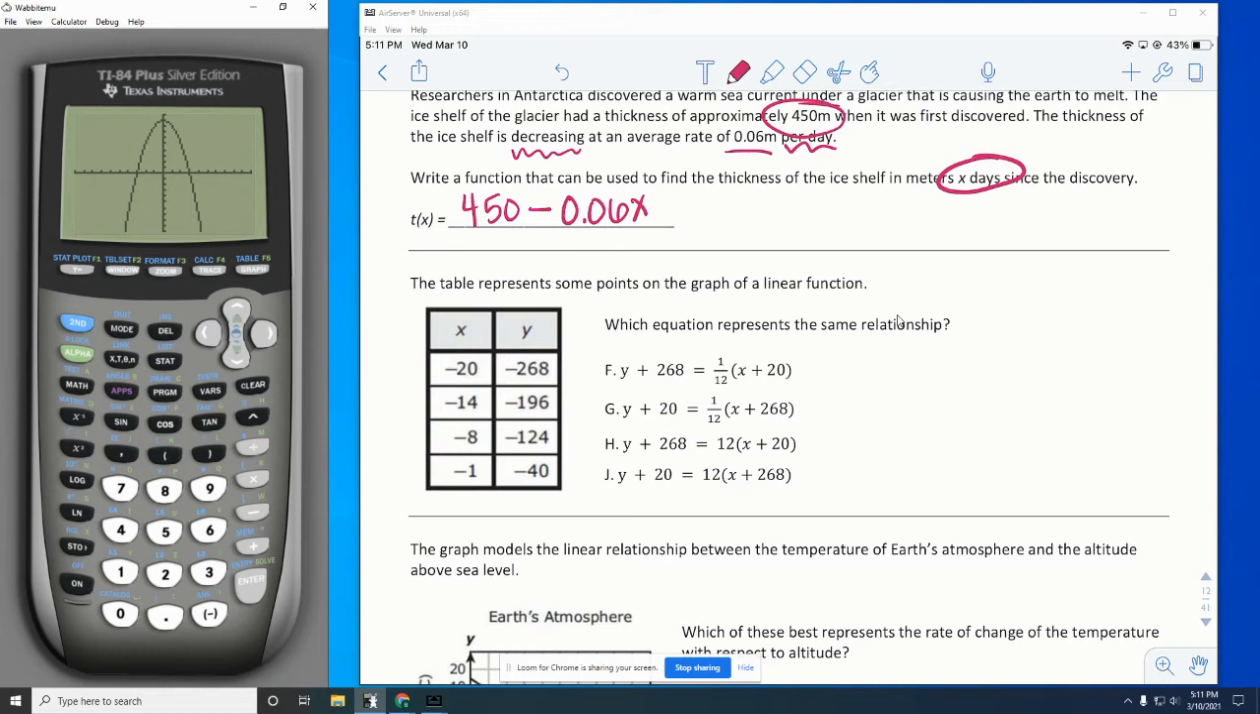The next one, we have a table that represents some points on the graph of a linear function. Which of these represents the same relationship? Well, one thing I can easily do, it is a linear function, so I can go to StatCalc and run a linear regression to at least see which of these slopes is correct, knock it down to a 50-50 chance just by remembering stat edit.